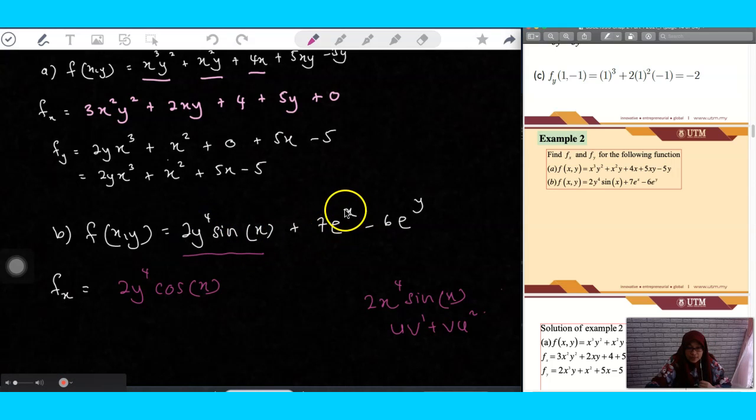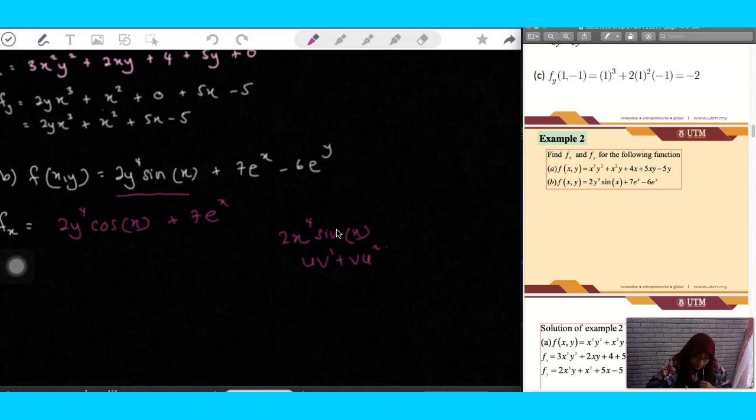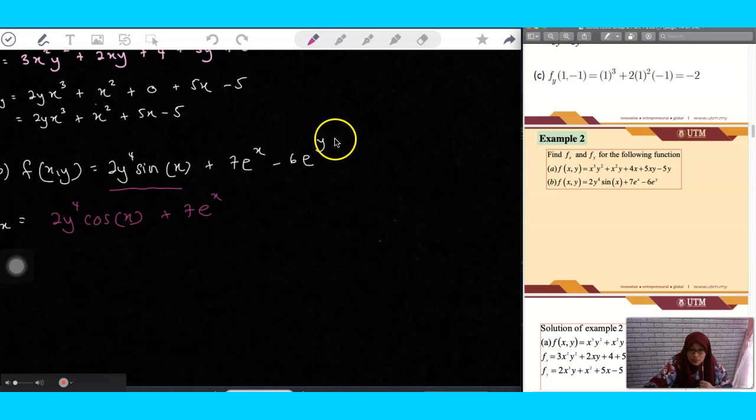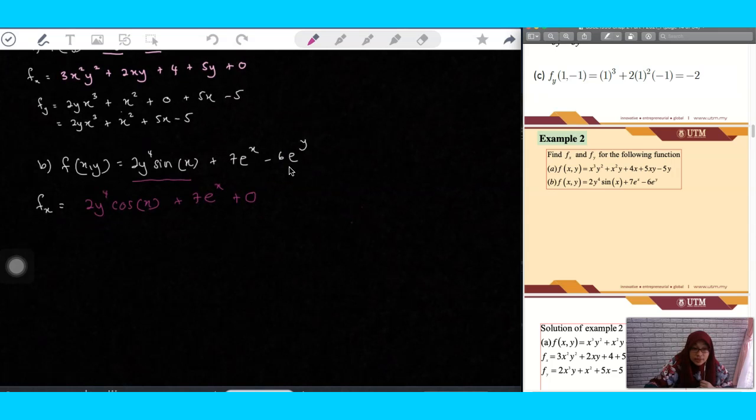And look at the second term. Of course you can see the x here, just a single x. What happens if you differentiate the exponential function? You will get the same, so you just copy. And for the third term, can you see the x here? No. So all of 6e^y, the outcome is constant. What happens if you differentiate a constant? The answer is 0. So you just have 2y^4 cos x plus 7e^x.